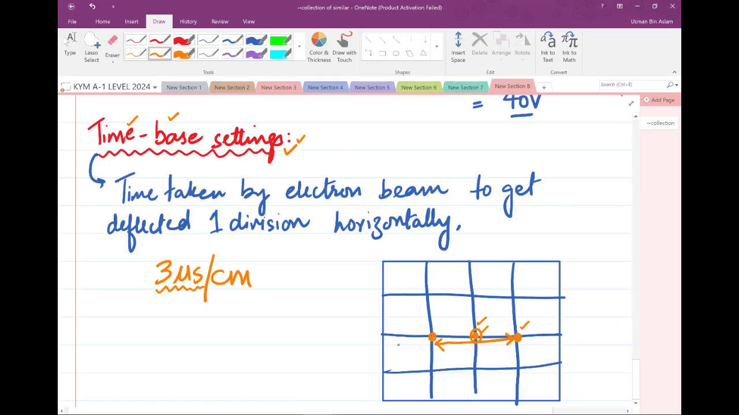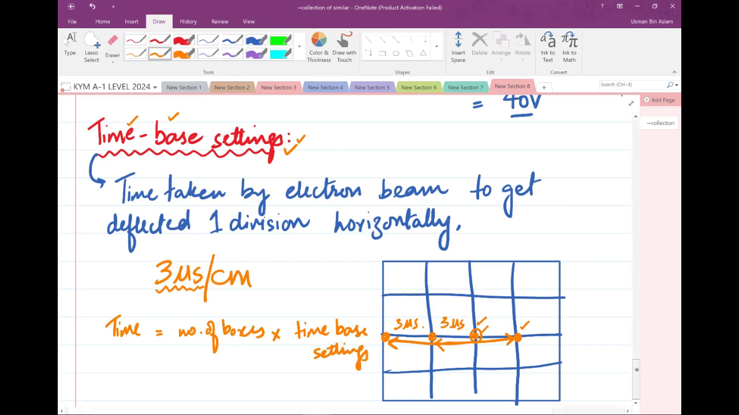What if I say that the electron beam is deflected by 2 boxes? What was the time taken? One box will show us a value of 3 microseconds. The other one will also show us a value of 3 microseconds. So the total time for this complete deflection will be 6 microseconds. Here I will write it as time equals number of boxes multiplied by the time-base setting.